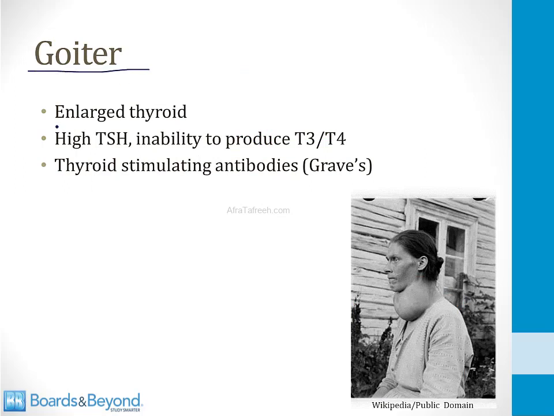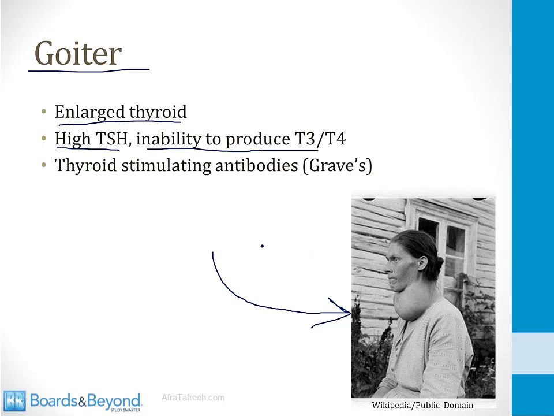A goiter is an enlarged thyroid. This is a picture on the screen of a woman with a massive goiter. And this is what occurs when you have high levels of TSH but inability to produce T3 or T4 for any reason. The TSH will continue to stimulate growth of the thyroid, but it does not result in rising levels of T3 or T4. As a result, the pituitary makes more TSH and it creates a vicious cycle until the thyroid gland can become enormous.